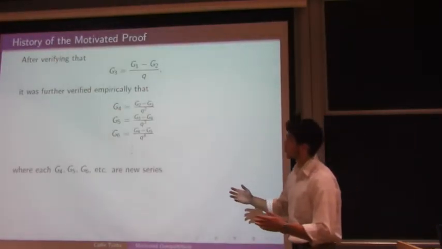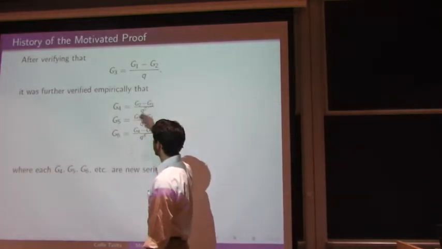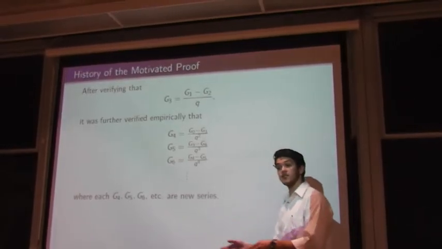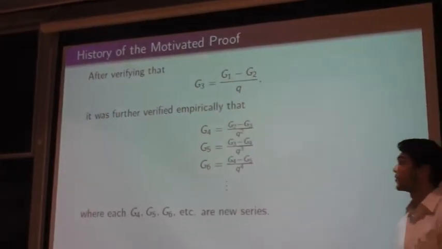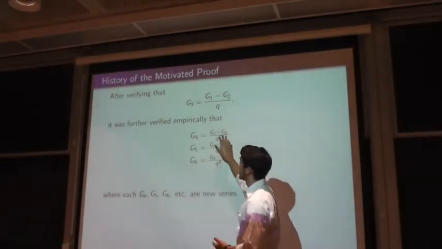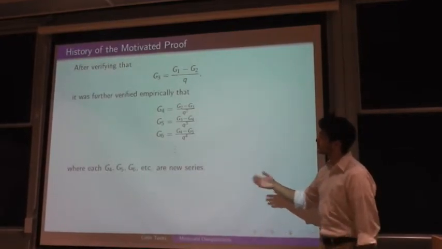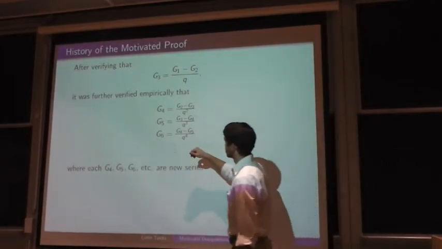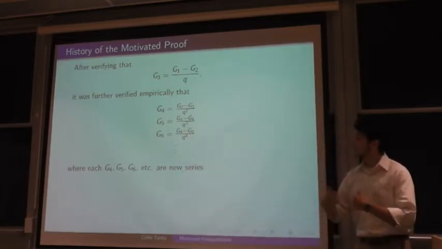So, like I said, what they realized as well is that when they take the difference of any two consecutive series, it's divisible by yet another pure power of Q. So G2 minus G3 is divisible by Q squared, and we're going to call the result a new series G4, which starts 1 plus Q to a power. Similarly, G3 minus G4 is divisible by Q to the third, and we get G5, another series, and so on and so forth.